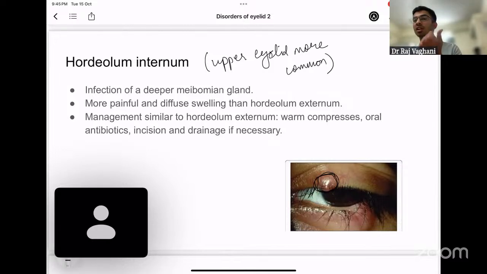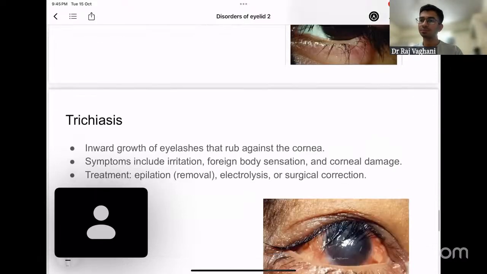Now, what are the clinical features? Clinical features will be painful, diffuse swelling of the deeper meibomian glands, resulting in painful red swelling in the upper eyelids. So these can be the clinical features. And management is the same: warm compresses, oral antibiotics, and I and D, that is incision and drainage, if necessary.